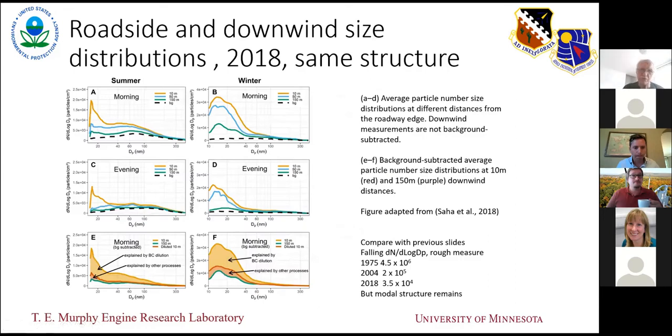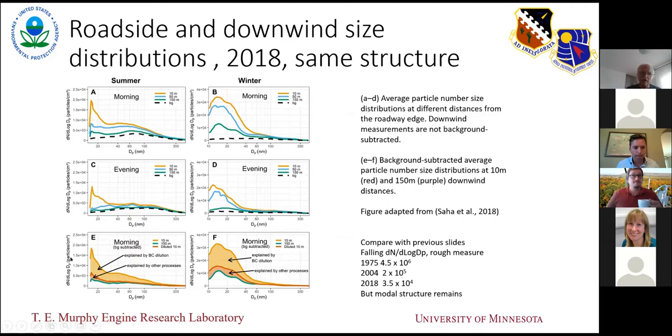Then we jump forward to nearly the present. This is a study done in North Carolina, again doing upwind and downwind, but here they looked at downwind decay. They looked at summer experiments and winter experiments. Again, we see the modal structure. We see somewhat higher concentrations in the winter.